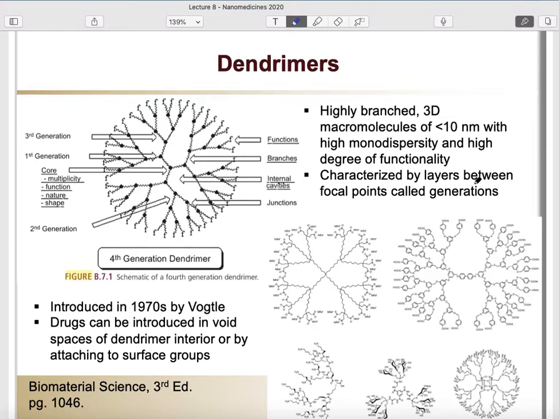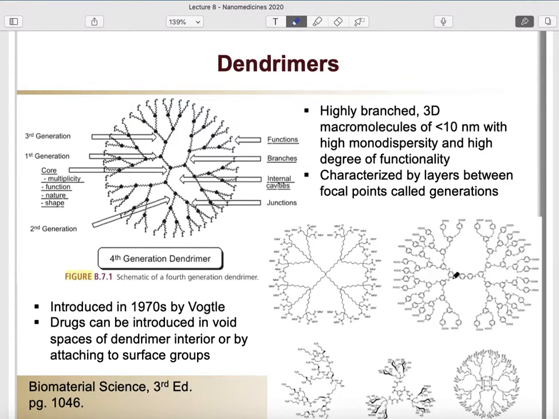They're characterized by layers between focal points, which are called generations. So this is basically our first generation. Then we go to the second generation here, and then the third generation, and so on and so forth. This particular example is a fourth generation dendrimer. These dendrimers were introduced in the 1970s, and as I mentioned, drugs can be introduced either in the void spaces of the dendrimer or by attaching them to the surface groups.